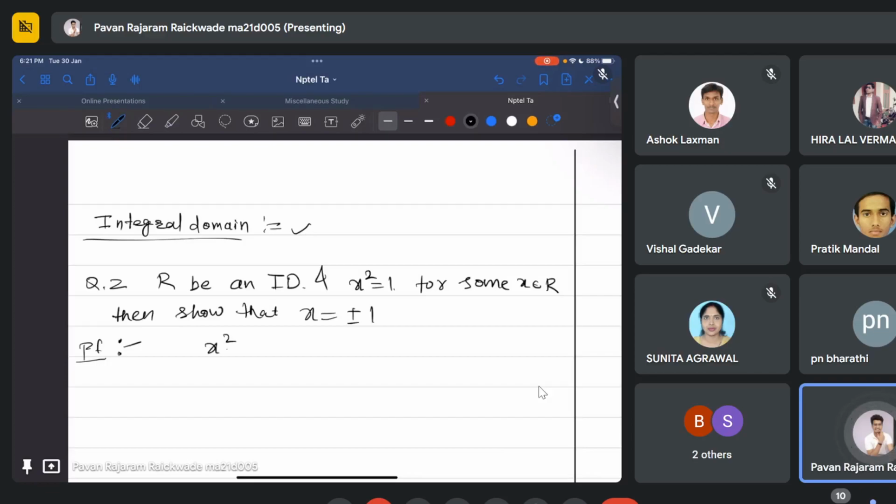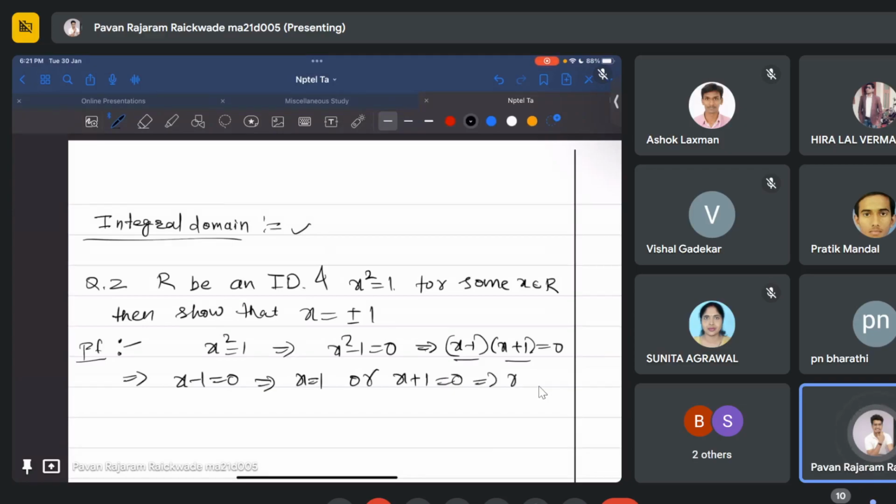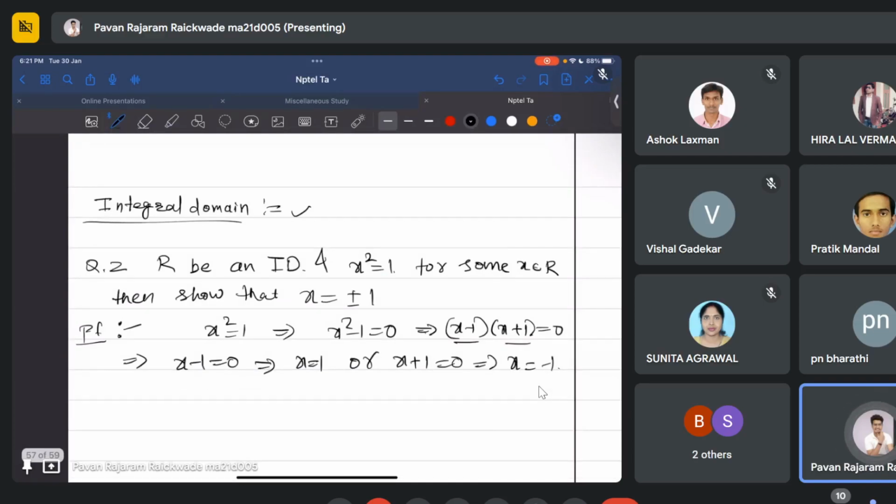So x squared equals 1 implies x squared minus 1 is 0. If I do a basic factorization, I get (x minus 1)(x plus 1) equals 0. Since my R is an integral domain and you have a product of two elements which is 0, at least one of those has to be 0. So if x minus 1 equals 0, it implies x equals 1, or you have x plus 1 equals 0, which implies x equals minus 1. So you are done. In any case, x is either plus 1 or minus 1.